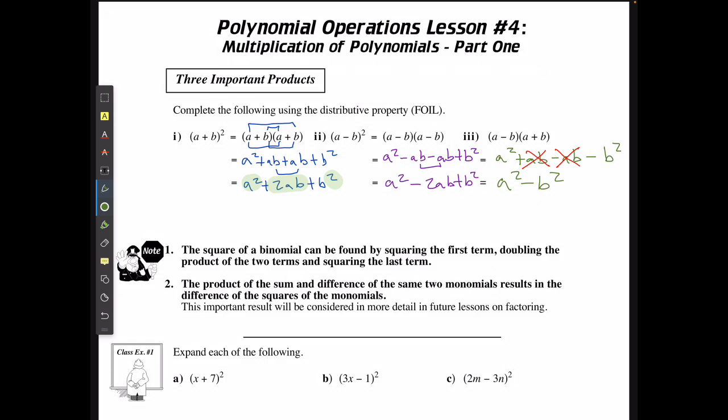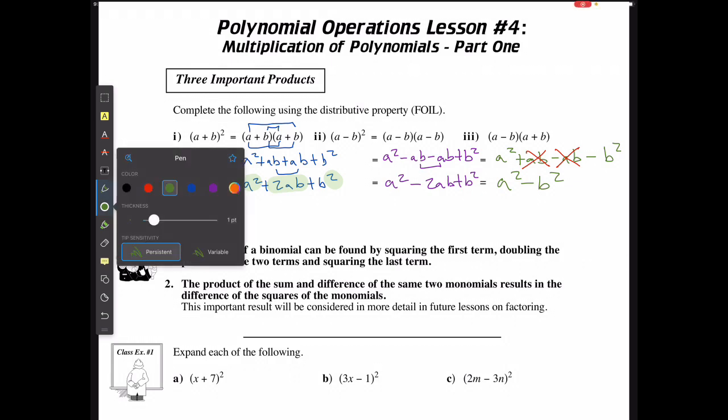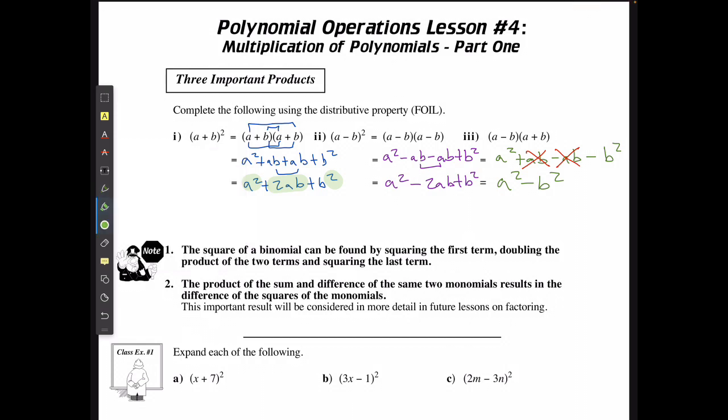Here I have what is called a difference of squares. I have two perfect squares, a squared and b squared. They're being subtracted from each other. That's where I get the term difference from. And this is the only unique case where if I have a binomial times a binomial, it doesn't wind up being a trinomial. It winds up being just another binomial.